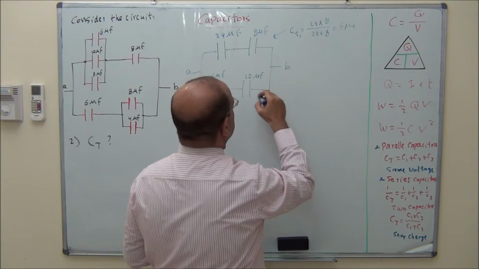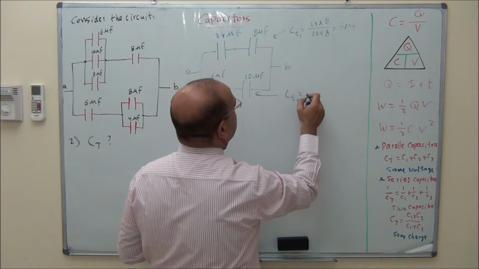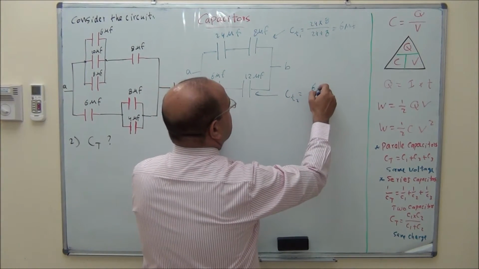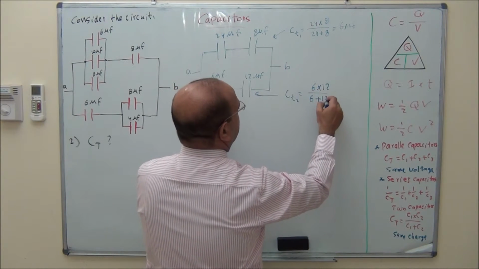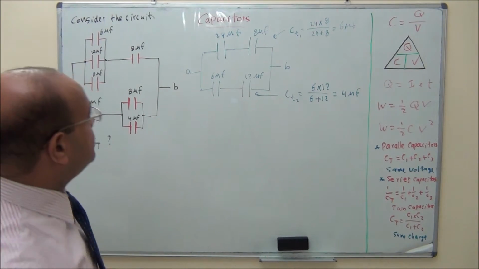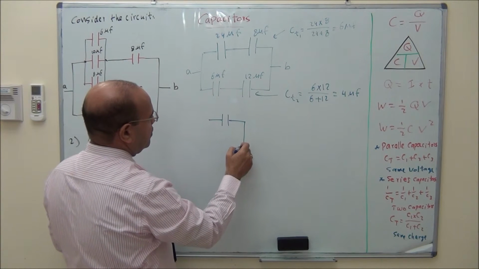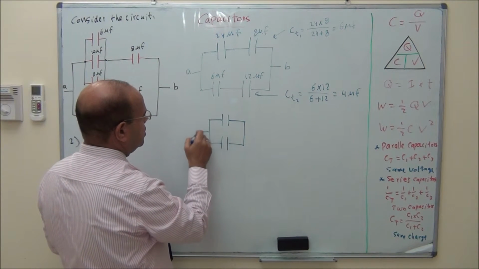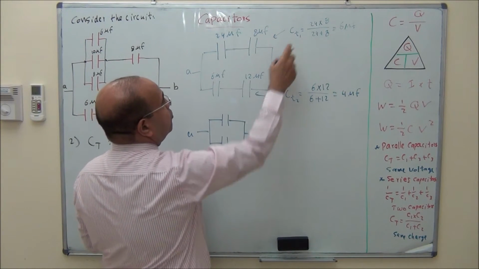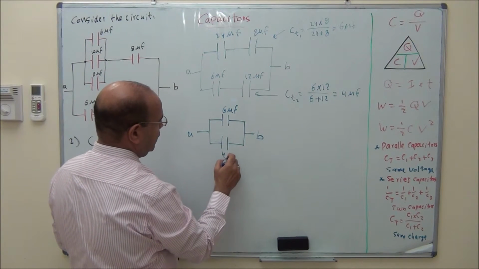This one also is the same. So C total 2 equals C1 times C2 over C1 plus C2. So it is 6 multiplied by 12 over 6 plus 12. It's 4 microfarad. We replace this circuit by just one here and this one. So this is the point A and this is the point B. This is the C total 1, which is 6 microfarad, and this is C total 2, which is 4 microfarad.